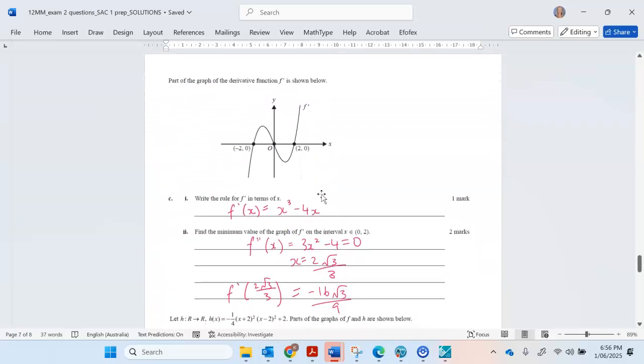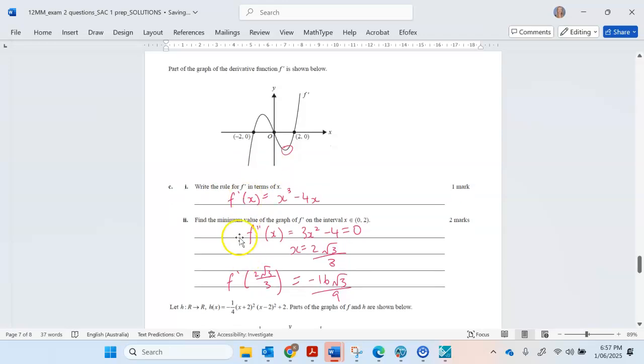All right, find the minimum value of the graph of the gradient on the interval from 0 to 2. So basically, we've got to find this point here. So if we're using the correct notation, we're actually finding the derivative of the derivative of the gradient function, which is your second derivative. So we go f dash dash. All right, and then we let that equal 0. So just like we would for any stationary point, we find the derivative. So we're finding the derivative of the derivative. That's why I've got the dash dash there.